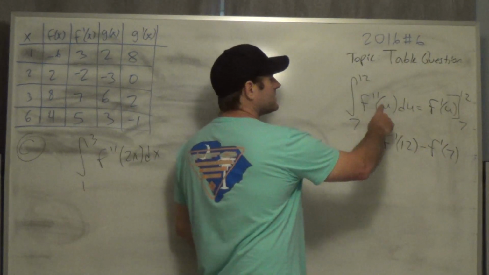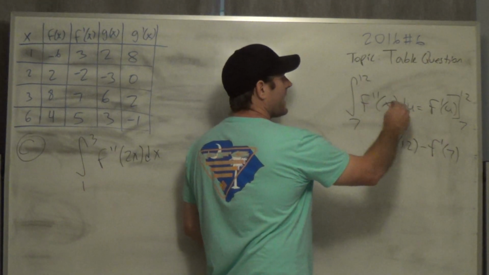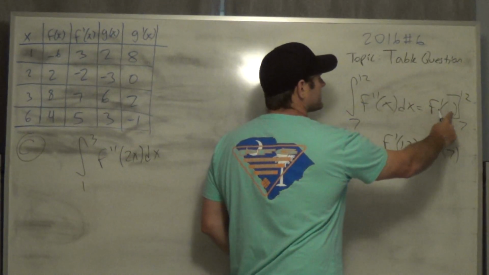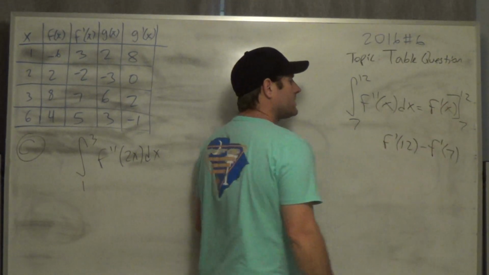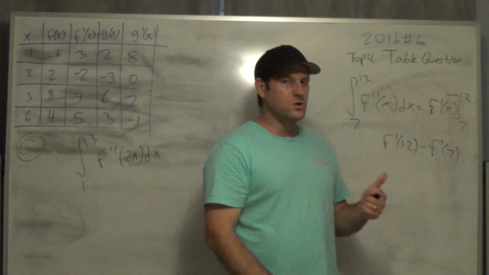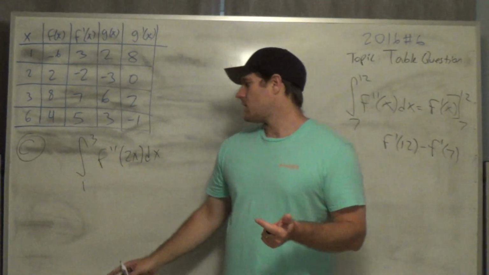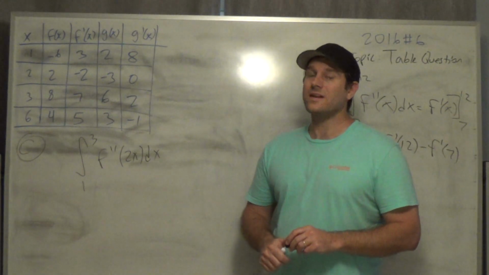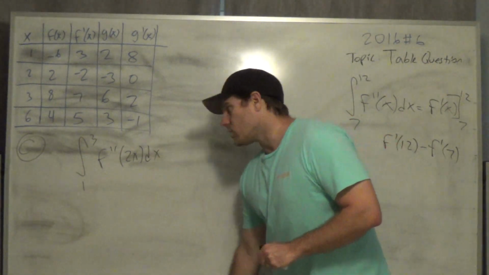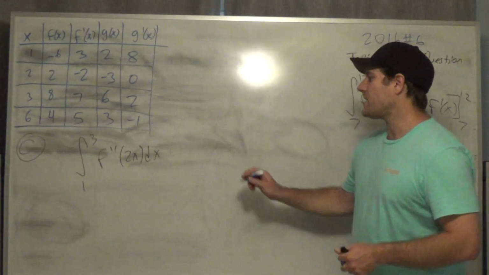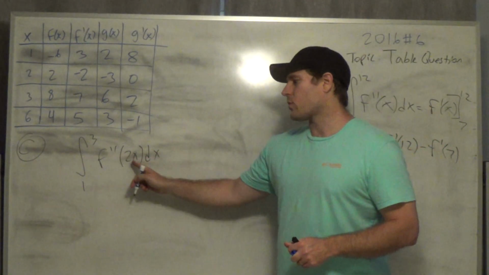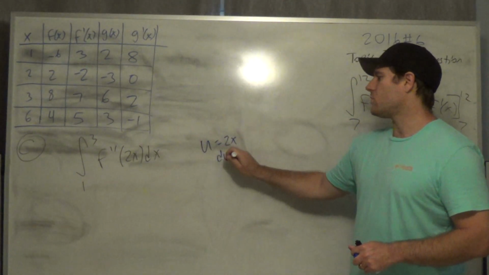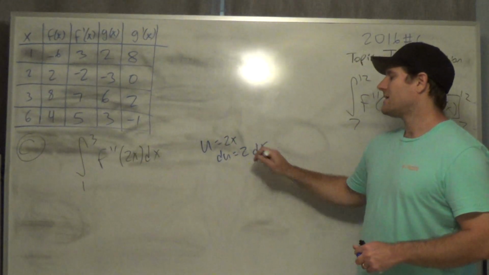If it was f double prime x, these would be f of x's. But we don't have a u or an x. We've got a 2x. We don't want a 2x. We want either an x or a u. So we're going to do u substitution. We're going to say we want that to be f double prime u. And if we want our u to be 2x, that means we want our du to be 2 dx.